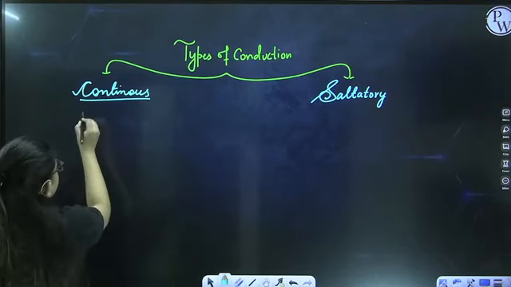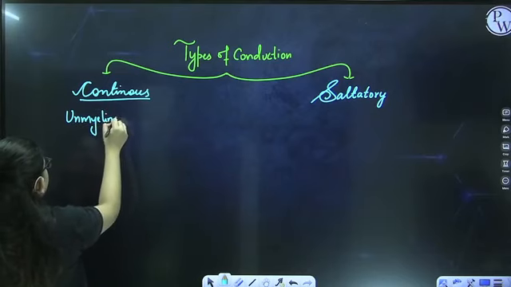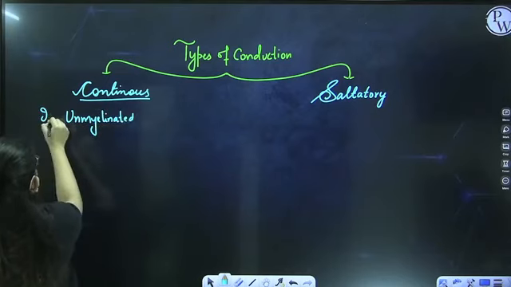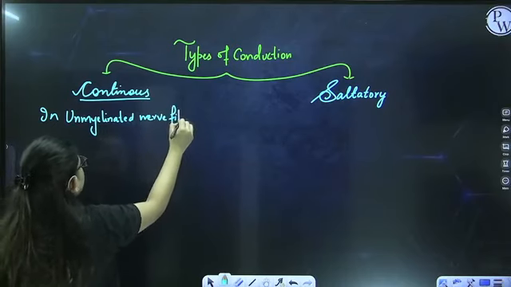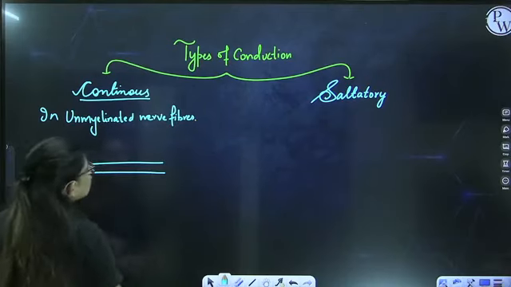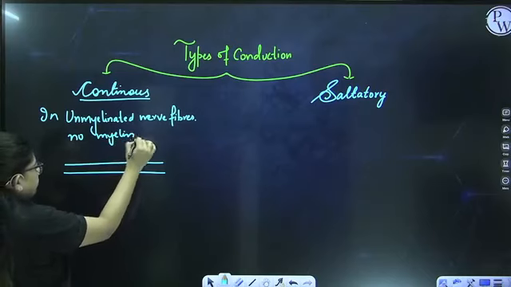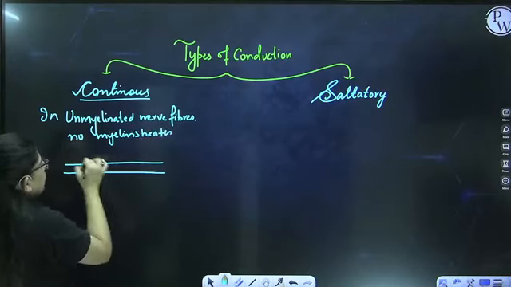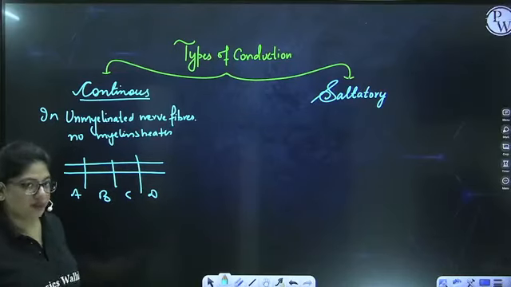Continuous conduction usually occurs in unmyelinated nerve fibers. In unmyelinated nerve fibers, there is no myelin sheath. For example, this is how the nerve fiber is. There is no myelin sheath. So the impulse will move in the manner that we have just done, in the A, B, C segment form.